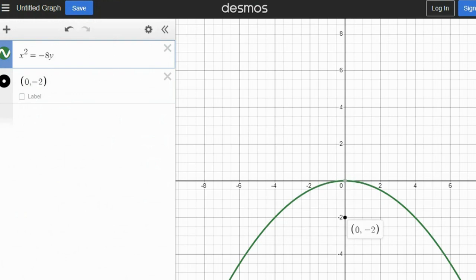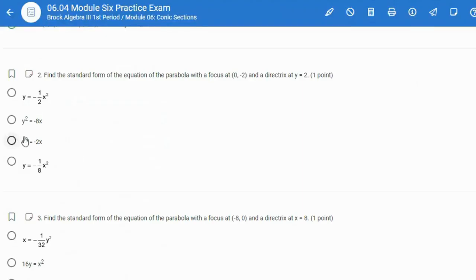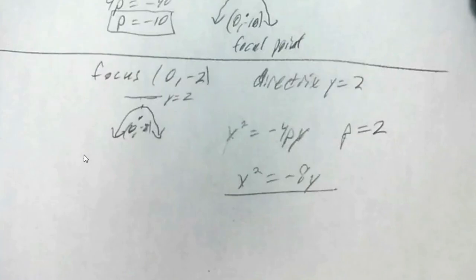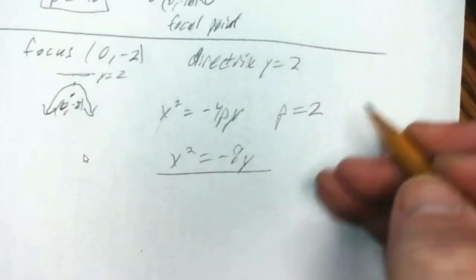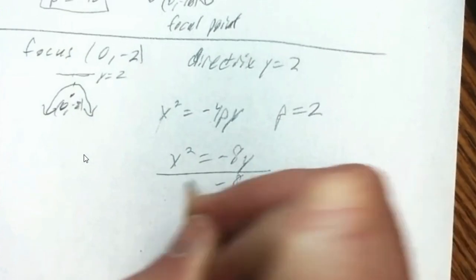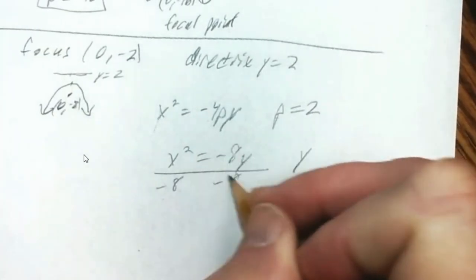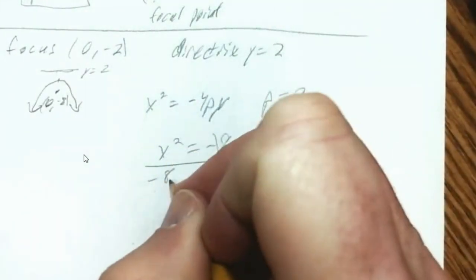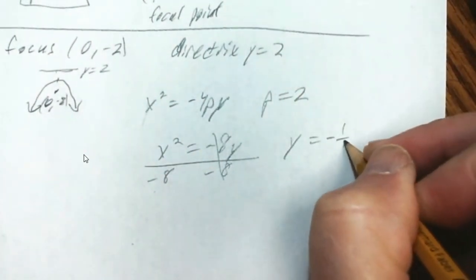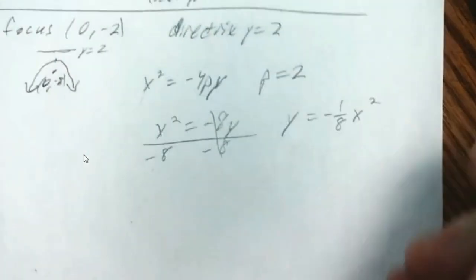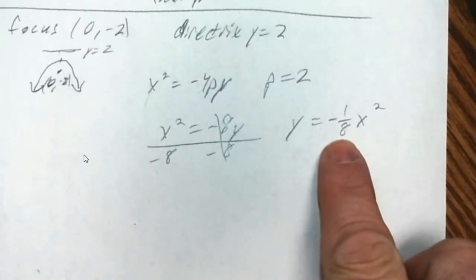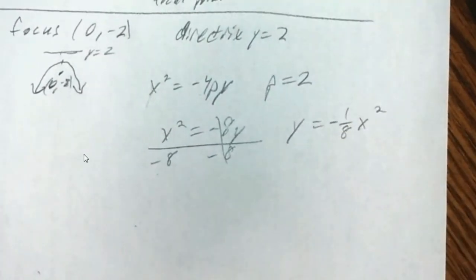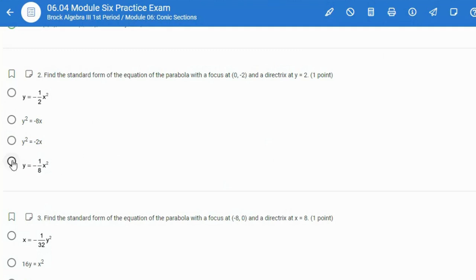So that looks right. So let's see, they put it in y equals form. So if I convert this to a y equals, I just have to divide both sides by -8. So there'd be y on one side, and this would be x squared over -8, or as they put it, -1/8 x squared. That's the same thing as x squared over -8, but putting it out as a coefficient. -1/8 x squared. So it'd be the bottom one there.